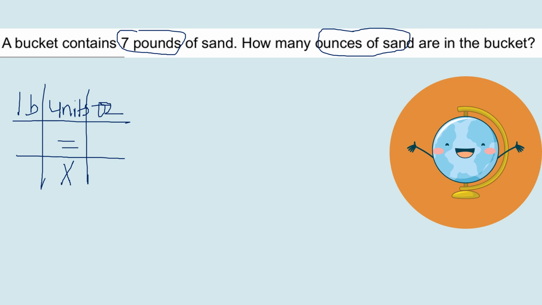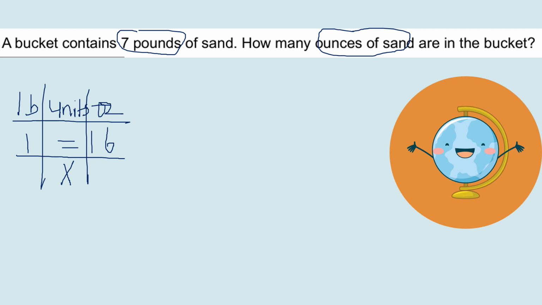Row 2, on the second row, what does my chart say about pounds and ounces, or what am I supposed to remember about pounds and ounces? I know that 1 pound equals 16 ounces. Row 3, I'm writing my equation based on what's in the question.